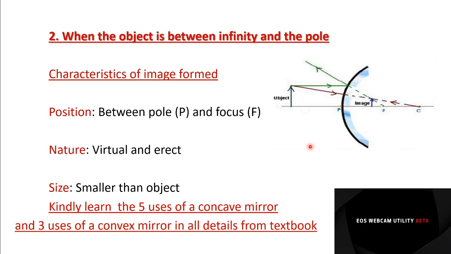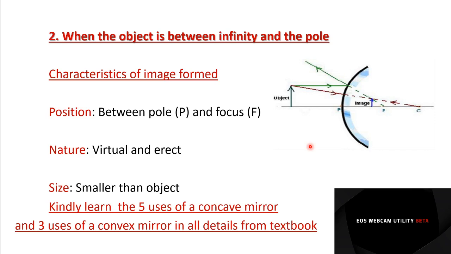Okay, in order to be used here, the object will always be kept at the focus. The object here is the source of light. The source of light means the bulb. I repeat, the bulb which becomes the source of light will be kept at the focus of the concave mirror. And this concave mirror will be the reflector.